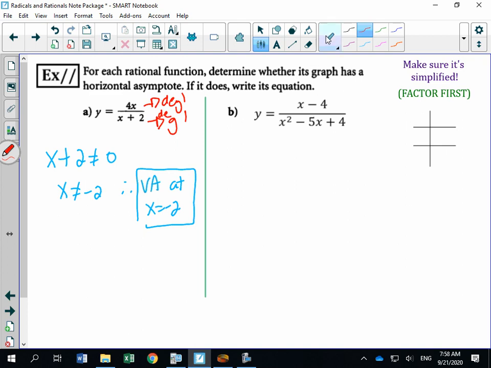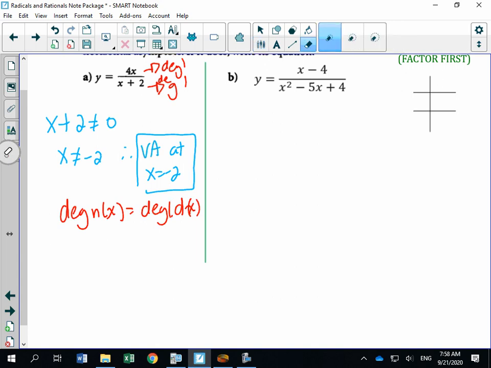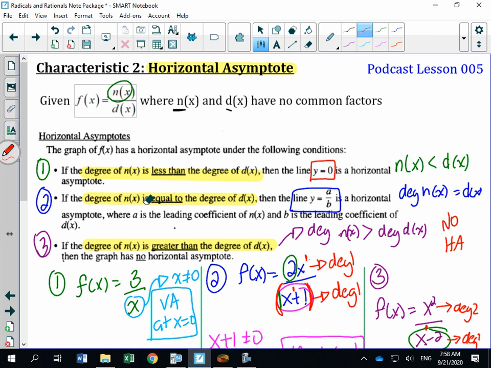So what we have is the degree of n of x is equal to the degree of the denominator, d of x. So then you have to, like I said, remember from that previous slide, well, what happens if the degree of n of x is equal to the degree of d of x? Because we have degree 1 is equal to degree 1. And if you went back to that slide, when they're equal, we have a horizontal asymptote at the line y is equal to a over b.